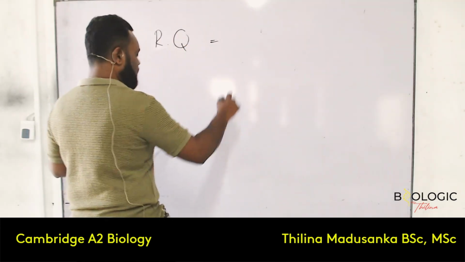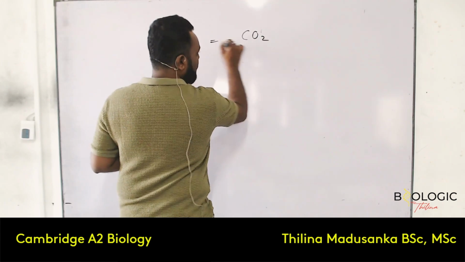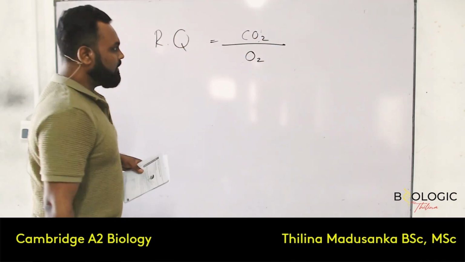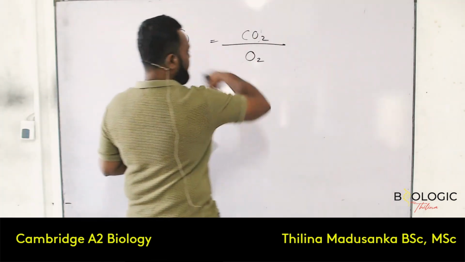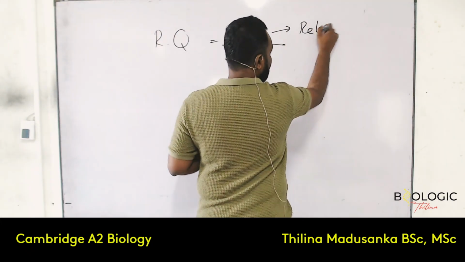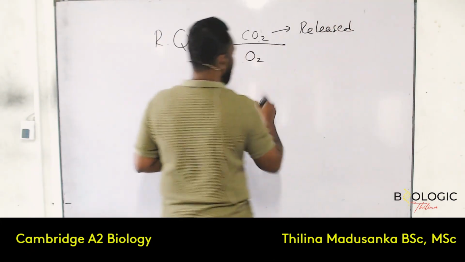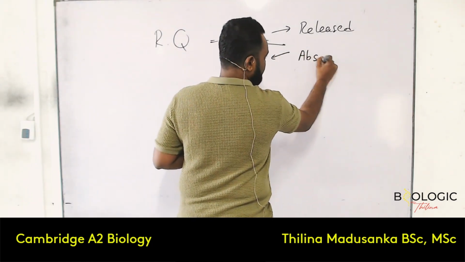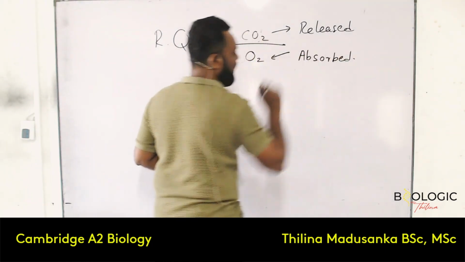In the RQ, we calculate a ratio of carbon dioxide to oxygen. What is the meaning of that? During the respiration of this respiratory substrate, how much carbon dioxide is released, divided by how much oxygen is absorbed. This is called the RQ value.